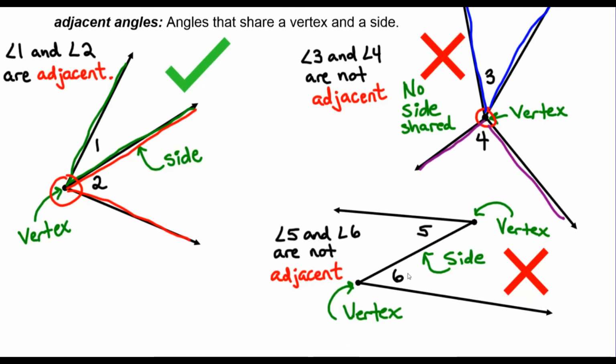Likewise, angle 5 and angle 6 are not adjacent. Here, angle 5 is formed with these two lines, and angle 6 is formed with these two lines. You'll notice that they do share a side. They have this middle side in common, but they do not share a vertex. They have a different vertex. Each angle has a different vertex, so they are not adjacent.